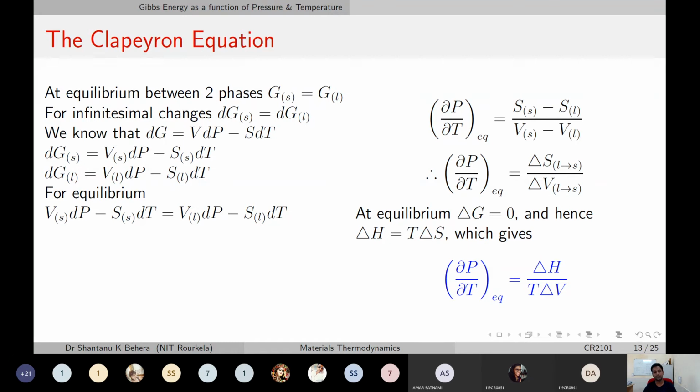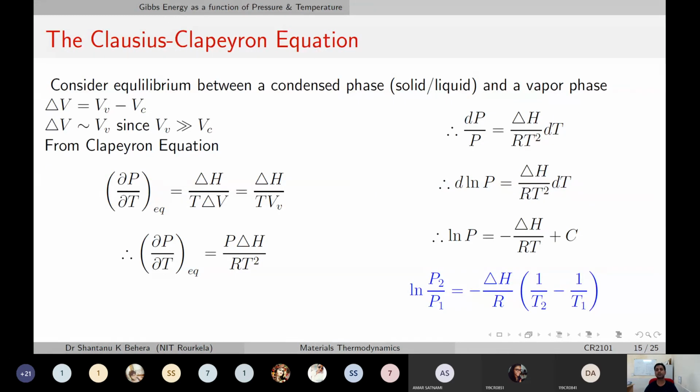That of course you can convert: what will be the change for a mole of water? But when we talk about the equilibrium between the condensed phase and a vapor phase, that difference is going to be much bigger, because this del V then becomes the V of the vapor phase minus V of the condensed phase. A condensed phase can be either a solid phase or a liquid phase, and since there is no major difference between the molar volumes of solid and liquid in comparison to the volume of the vapor phase, you can actually write del V as the volume of the vapor phase itself.